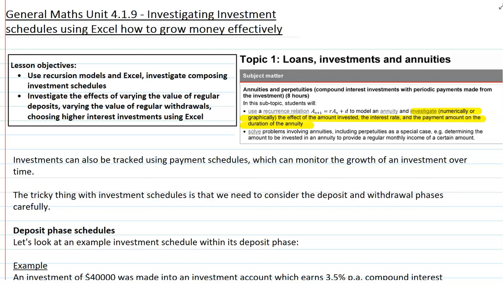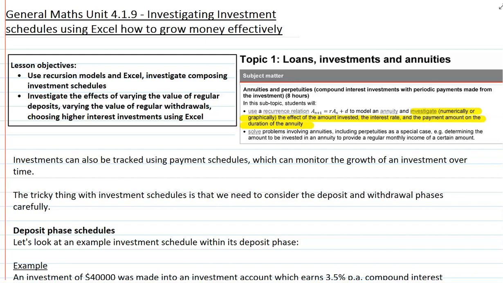This unit's from Unit 4 of the Queensland General Maths syllabus, and in this lesson we're investigating investment schedules in annuities, and we're going to use recursion models and formula as well as Excel to investigate how we can compose investment schedules. We're also going to investigate the effects of varying different parts of the annuity, which includes the amount you're depositing, the amount you're withdrawing, the interest rate, what happens if I make lump sum deposits, and other things.